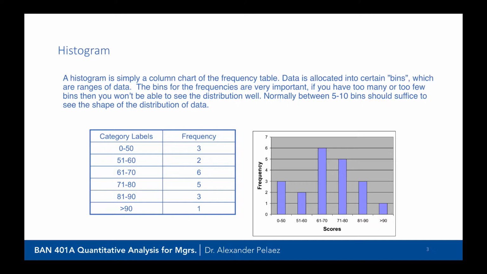Now, when choosing the number of bins, generally 5 to 10 bins should suffice to see the shape of a data set. And you may have to adjust this accordingly because of certain variances or outliers that may occur.